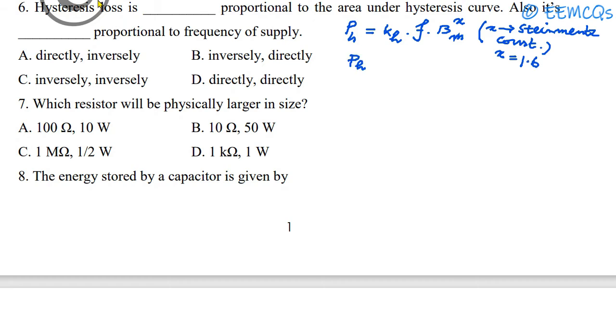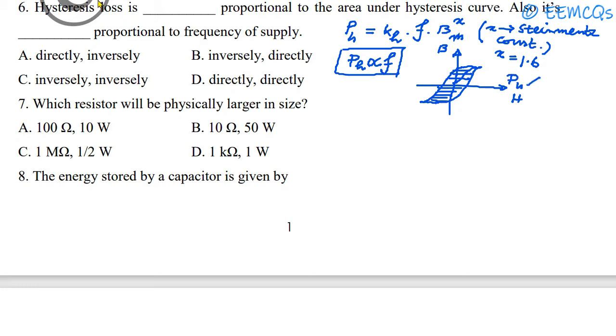From this you can easily say that hysteresis loss is proportional to the frequency of the supply. Also, the hysteresis loss for any type of material depends upon the area of the BH curve or the hysteresis curve. The total area tells us how much hysteresis loss is taking place. So hysteresis loss is directly proportional to the area of the hysteresis loop as well as to the frequency of the supply. So here option number D is the correct answer.